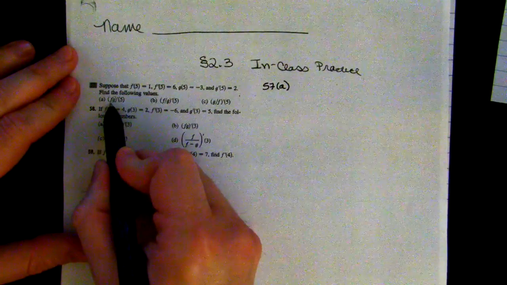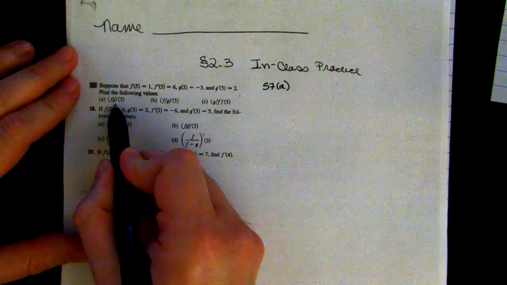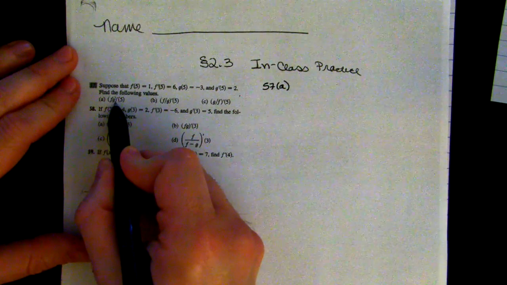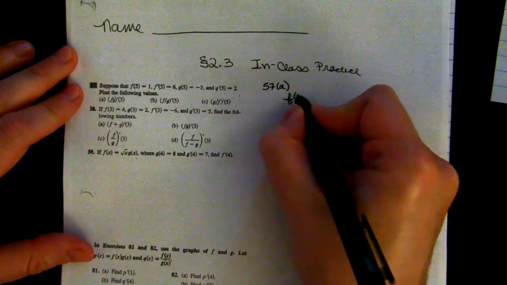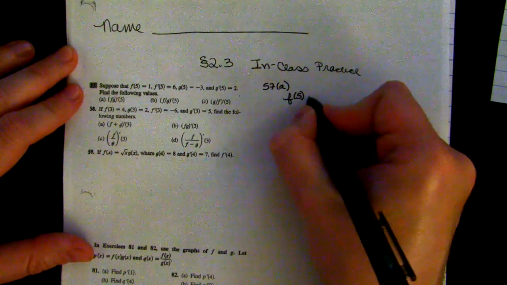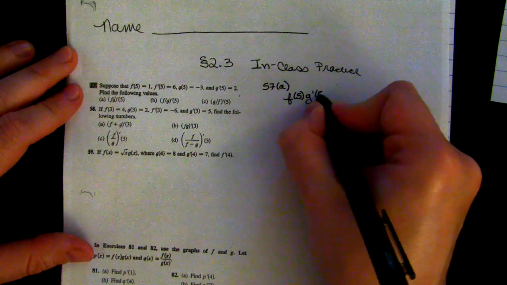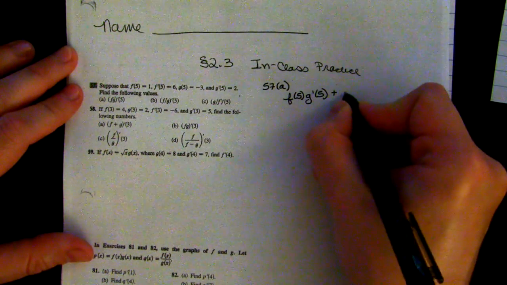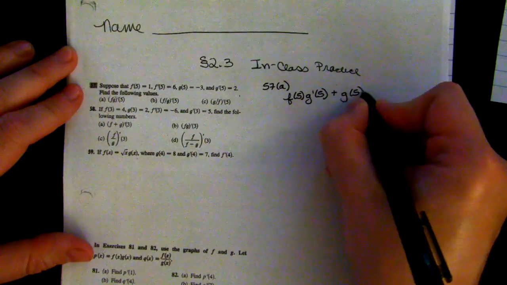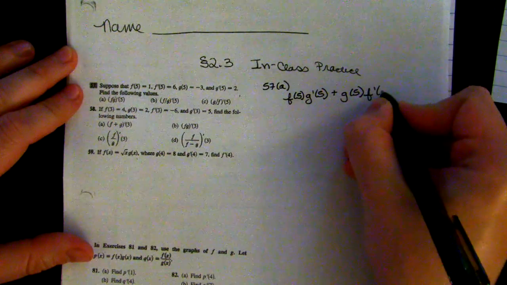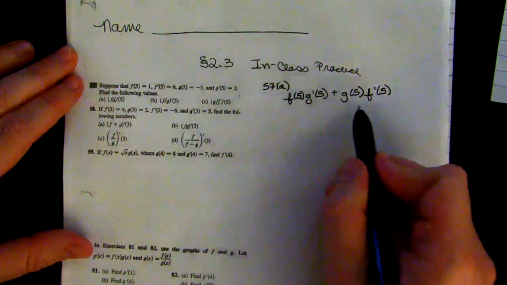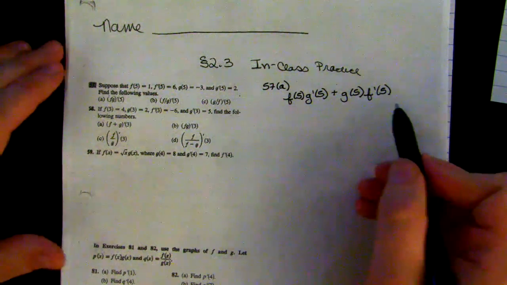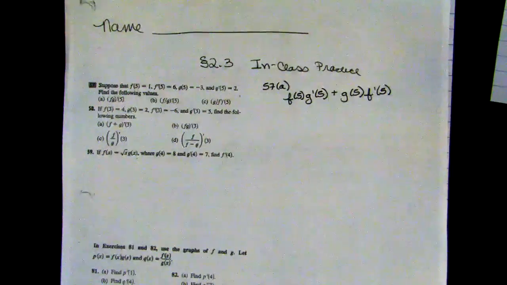What's the derivative of f times g? Well, I think that's first times derivative of the second plus second times derivative of the first. I'm going to get f of 5 times g prime of 5 plus g of 5 times f prime of 5. First times derivative of the second plus second times derivative of the first. I'm really just writing out the product rule with my specific value plugged in there.